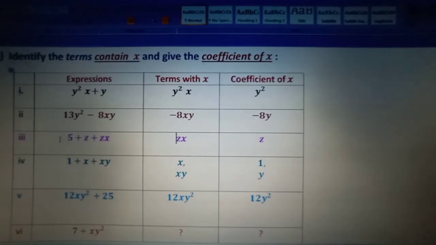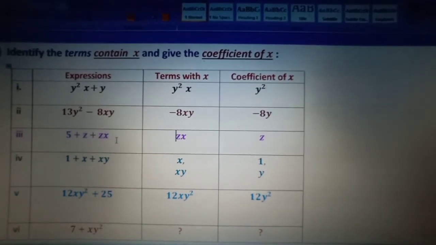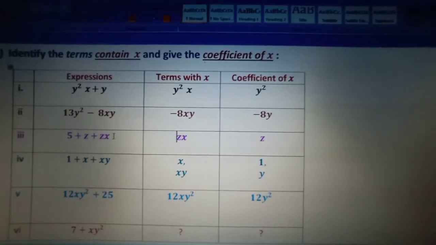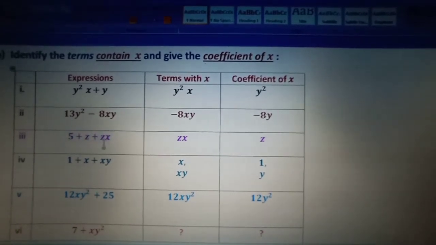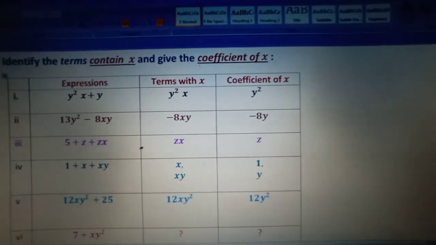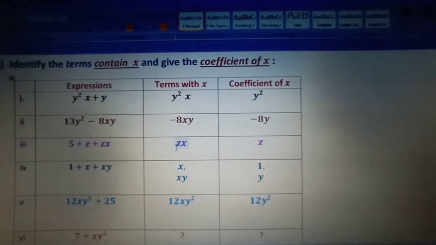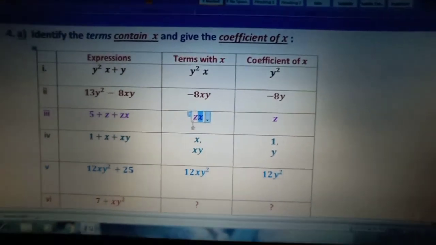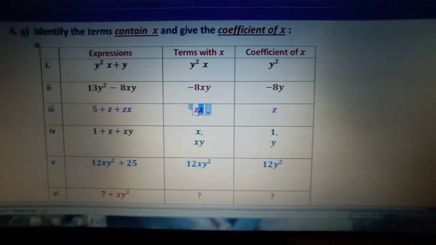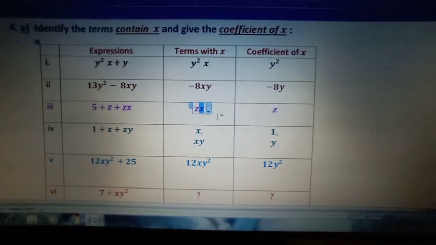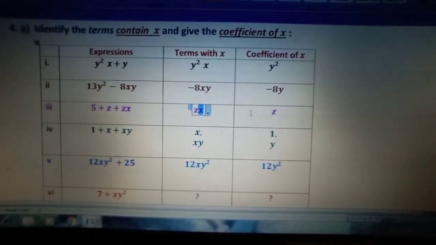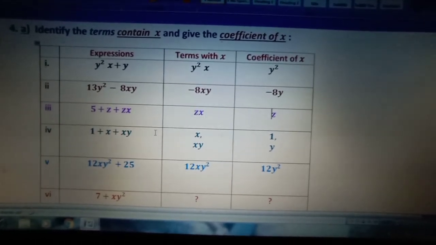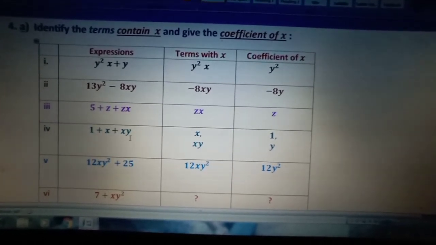Next, 5 plus z plus zx. Now you can understand which term you have to mention here. The term is zx because it is the only term which contains x. With x, which variable is there? It is z. If it is a numerical value, you have to mention the numerical value. If it is a variable, you have to mention that only. Understood?